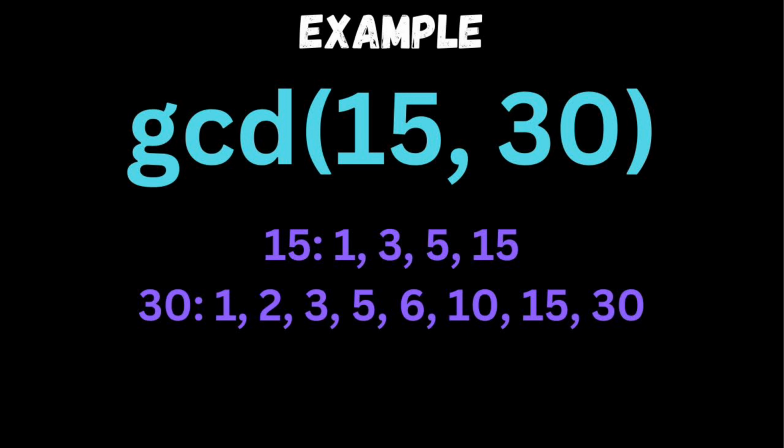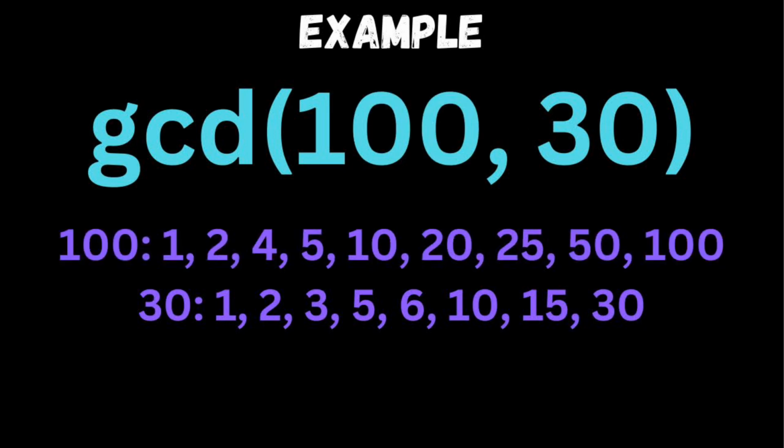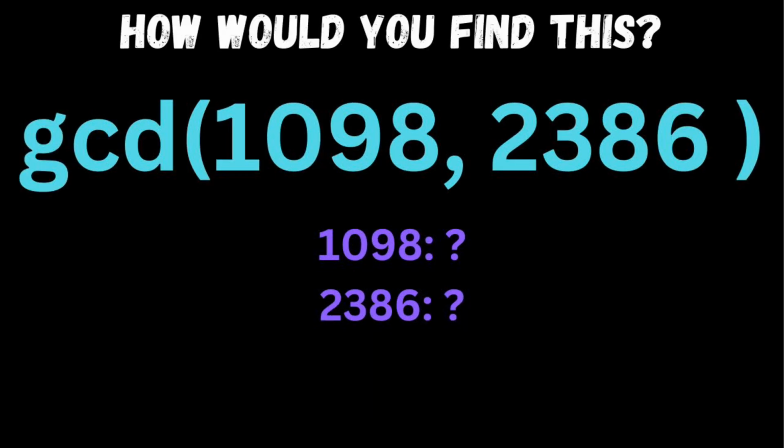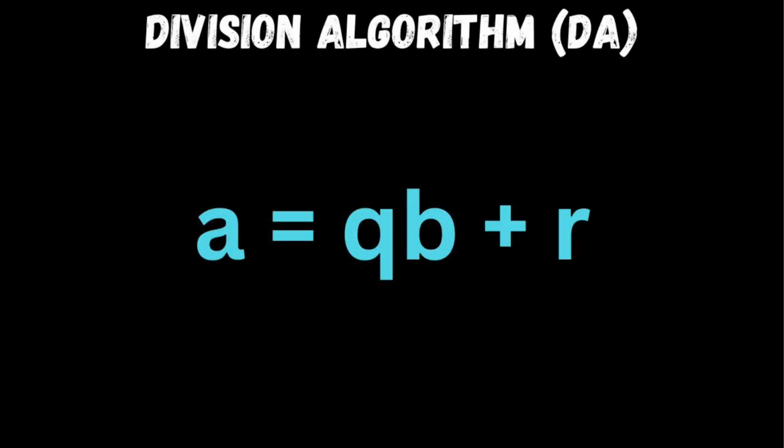For example, if you were to write out all the factors of 15 and 30, you'd quickly see that the GCD is 15. How about a different example? The GCD of 1 and 30 is 10, as you can see from the list. That's pretty straightforward, but what if the numbers were bigger? What if I told you to find the GCD of 1098 and 2386? We could write out all the factors, but it would take a long time. It's not so easy now, right?